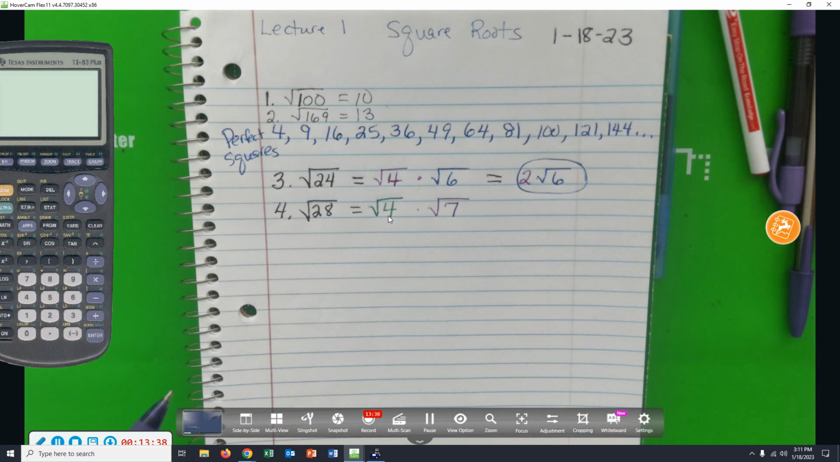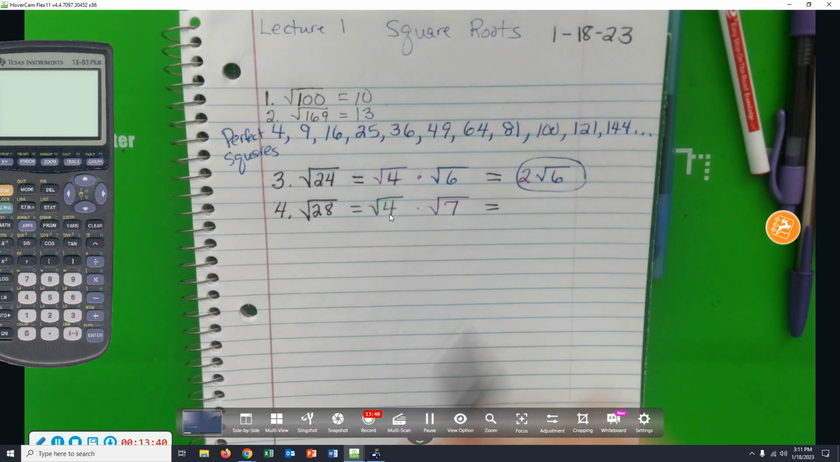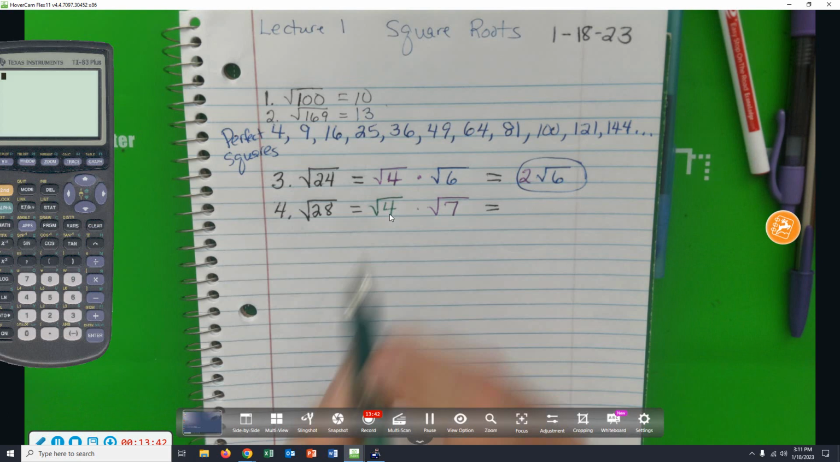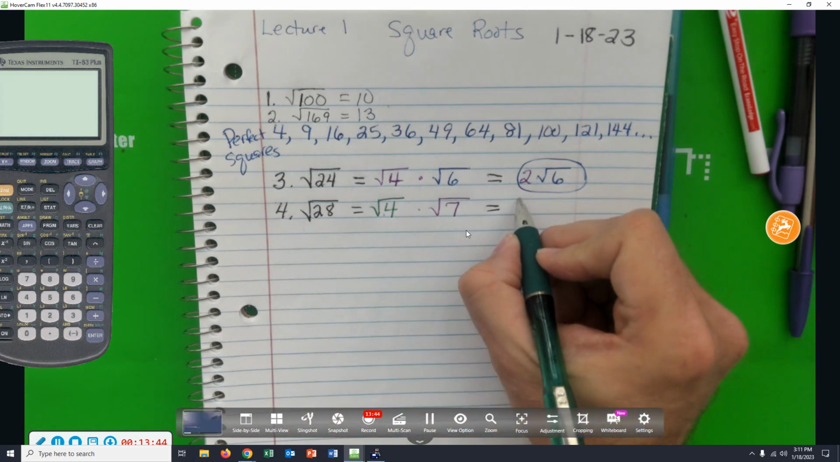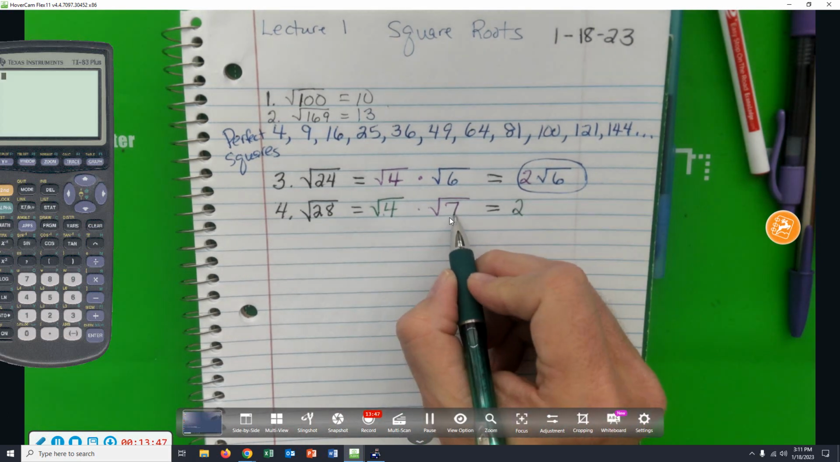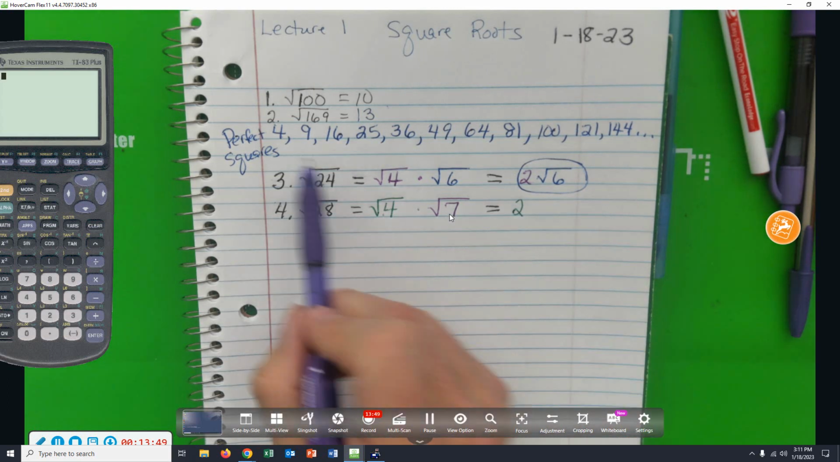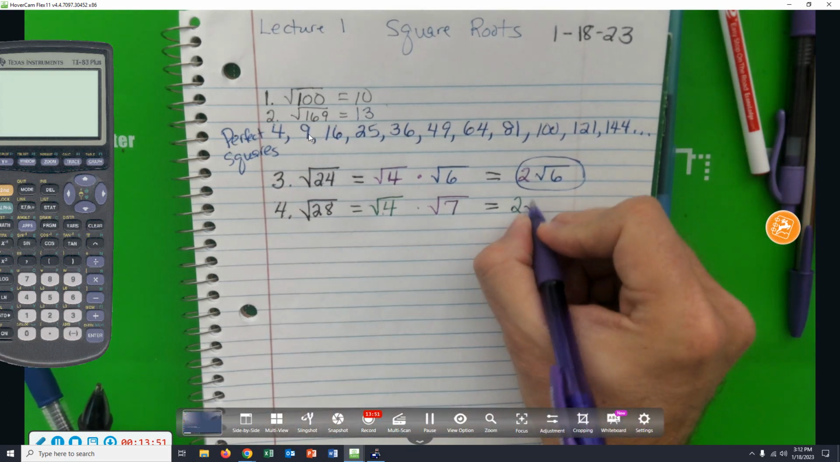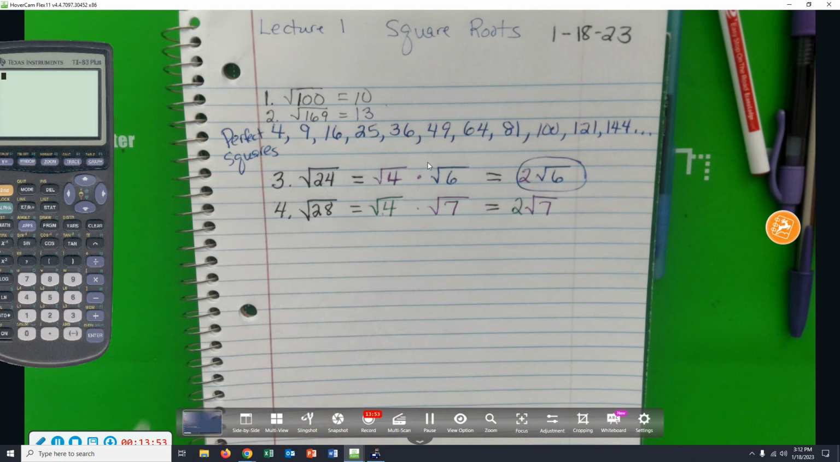And what green number am I about to write after this equal sign? Okay. Square root of 4 is 2. Square root of 7, you can't reduce it. Notice there's no perfect square up here that divides evenly into 7.